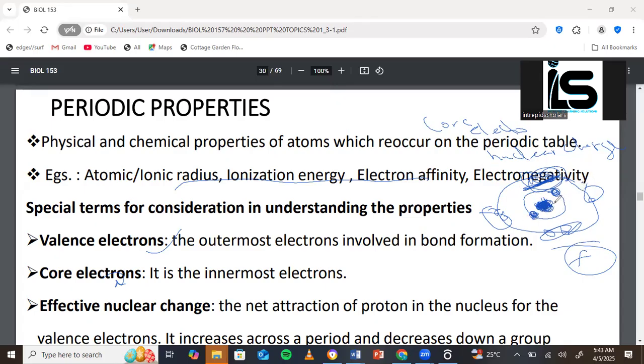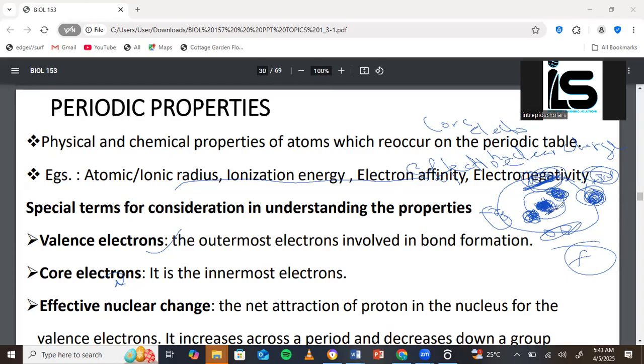Assuming the nuclear charge coming is +10 newtons, by the time it gets to the valence electrons it would be, let's say, +8 newtons. That means the core electrons have reduced the charge coming. That reduction is what we call the shielding effect, or the screening effect, done by the core electrons. The net 8 newtons available to pull the electrons on the outermost or valence shell is called the effective nuclear charge.